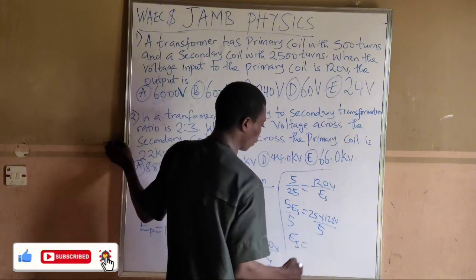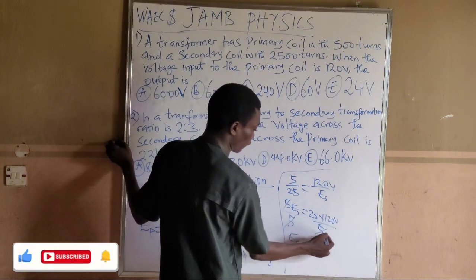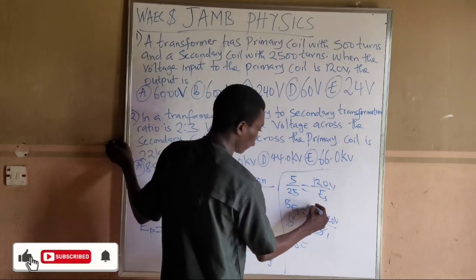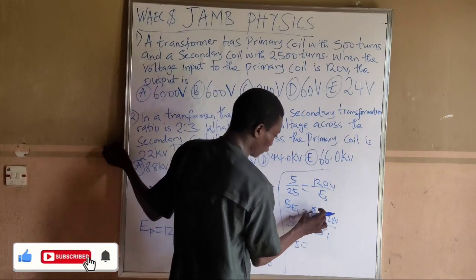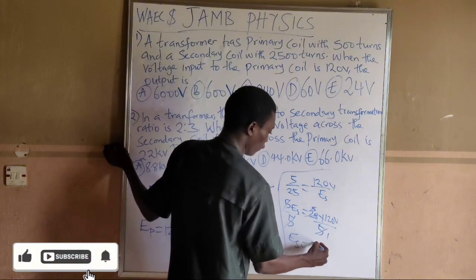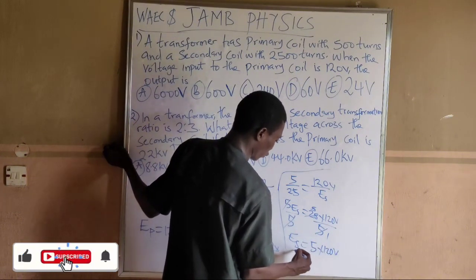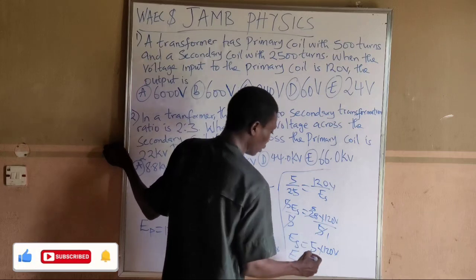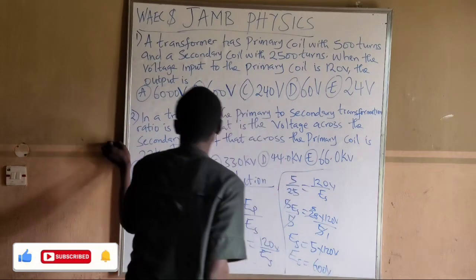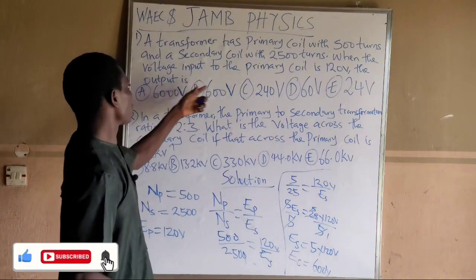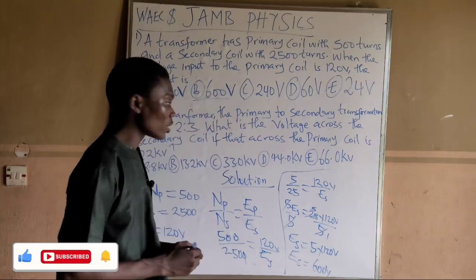We have ES equals, cancel this, we are now left with 5 times 120 volts. And 5 times 120 volts will give us 600. So the correct answer is 600 volts. So the output voltage, which is the voltage at the secondary, is 600 volts.